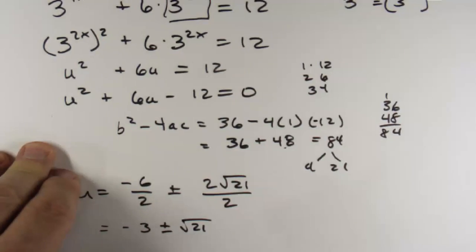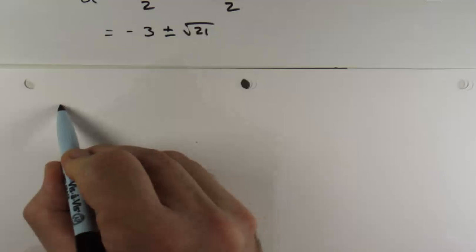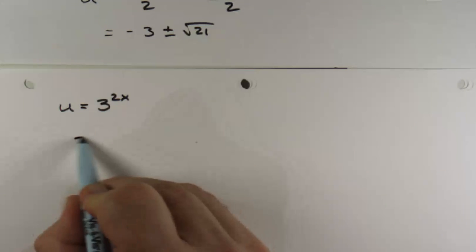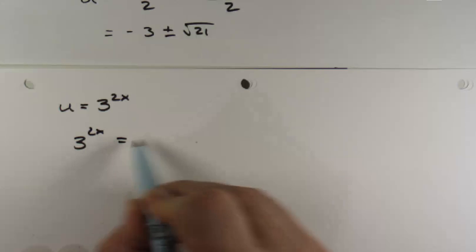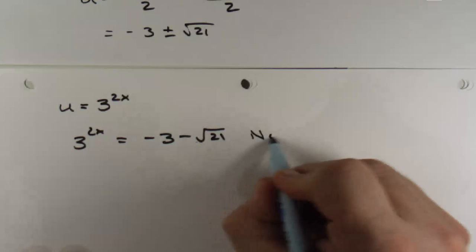But now we have to take our time because there could be an issue. First of all, remember, u for us was 3 to the 2x. So I have 3 to the 2x equals minus 3 minus root 21. Not going to happen.